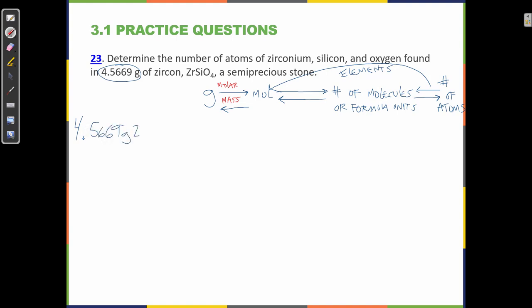4.5669 grams. And when I'm talking about different substances here, I'm talking about zircon, which is ZrSiO4. But I'm also being asked to find the number of atoms of zirconium, silicon, and oxygen. So grams and atoms and molecules and units are just going to start flying around here, and it's important that we attach a really clear label to our units so we know what we're talking about. These are grams of zircon. And zircon is ZrSiO4. So I have 4.5669 grams of ZrSiO4.